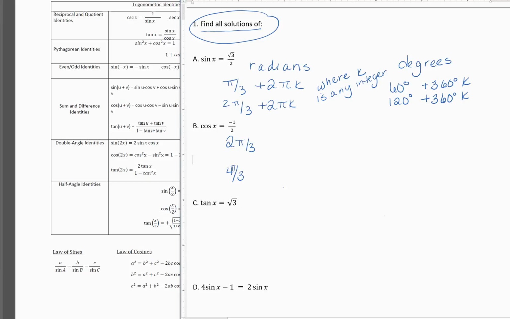Which in degrees would be 120 degrees and 240 degrees. And since we're asked for all solutions, we'd say plus 2 pi k, or plus 360k.